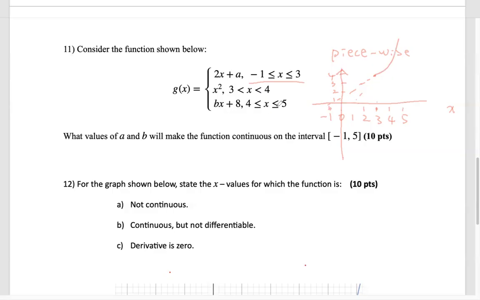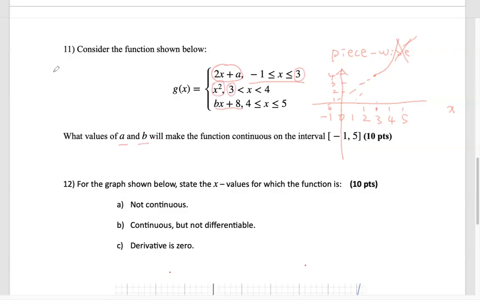Then from 4 to 5 it acts again like some linear function, bx plus 8. If b is negative, it goes downward. If b is positive, it goes upward. So the question is asking what values of a and b will make the function continuous on the interval from -1 to 5. Which means this function's value at 3 should equal the other function's value at 3.